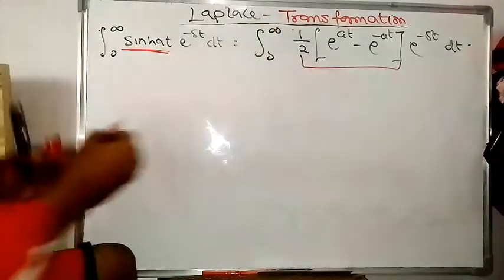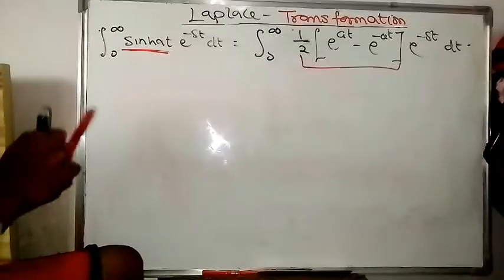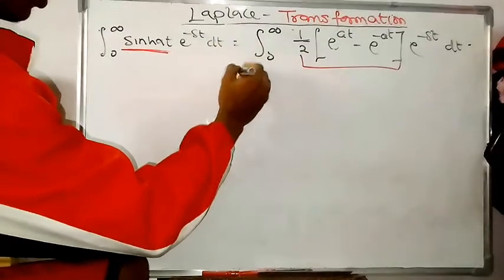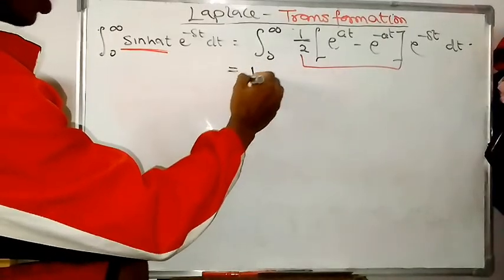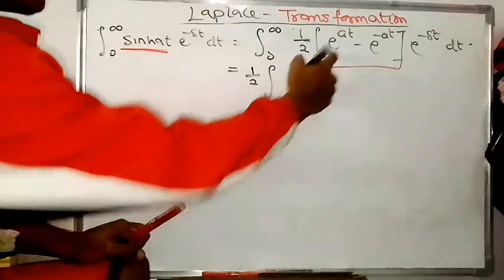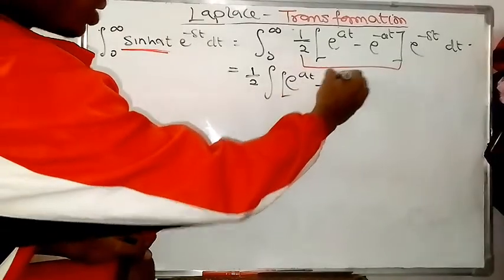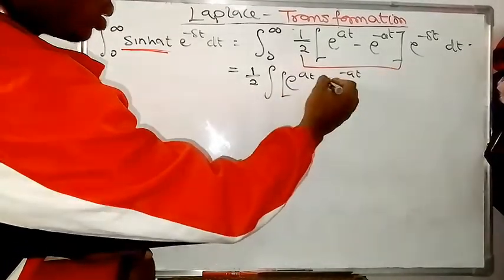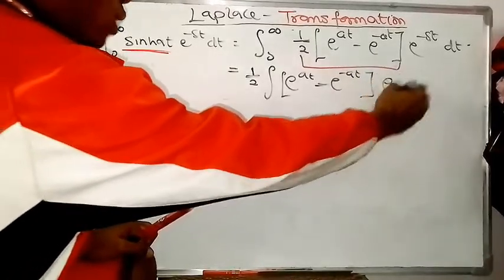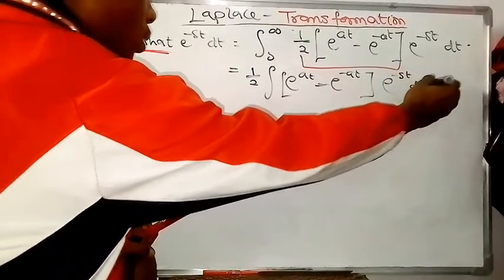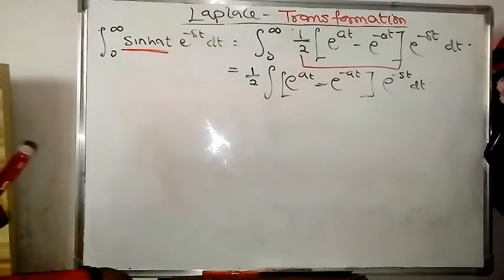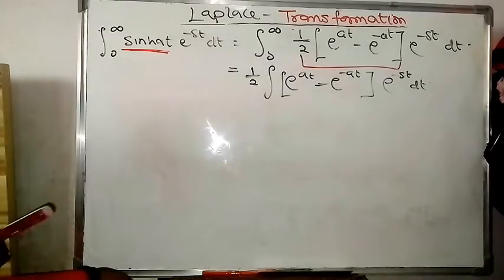Before we apply our limit, we have to integrate it. So integrating this, let's take out the constants. We'll be having 1 over 2 integral of exponential at minus exponential minus at close bracket exponential minus st dt.